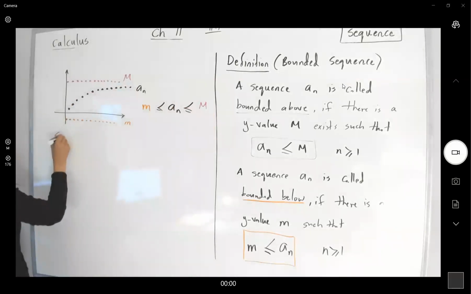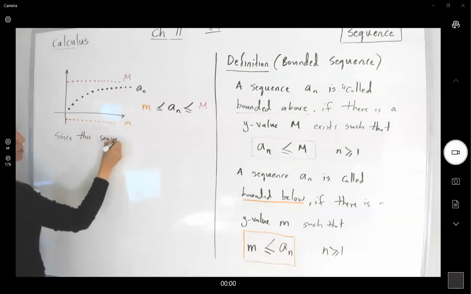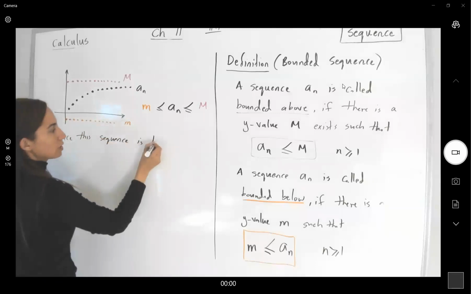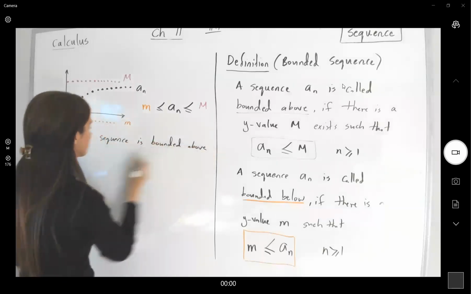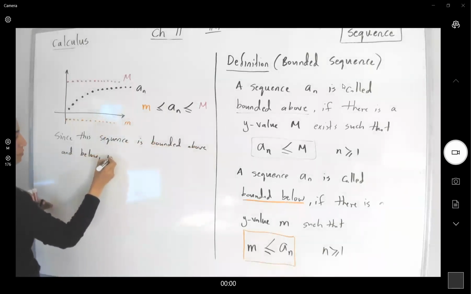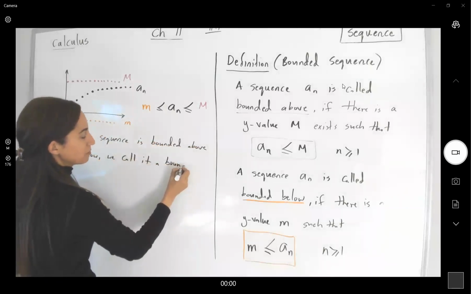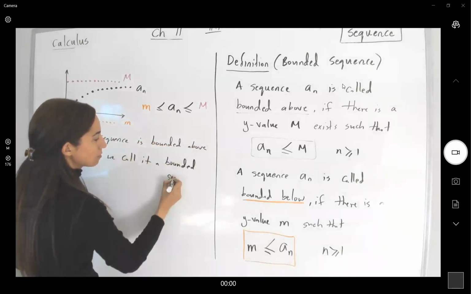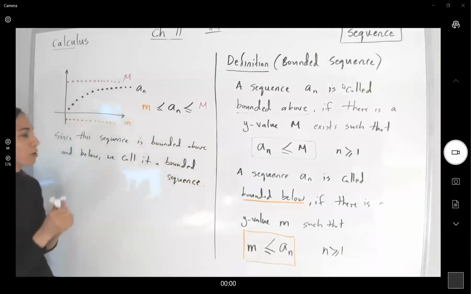Since this sequence is bounded above and below, we call it a bounded sequence. It has an upper bound and it has a lower bound.